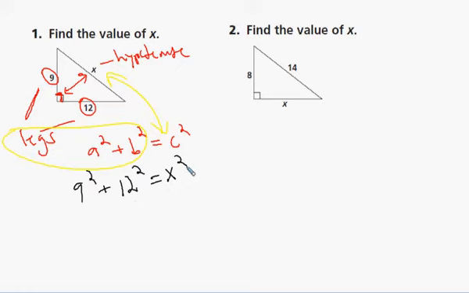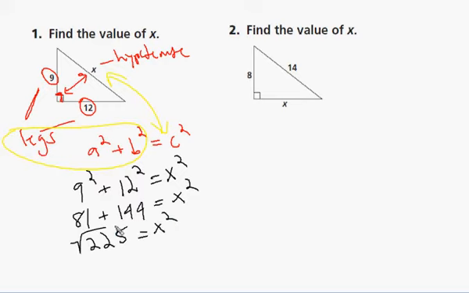Then we'll just simplify and solve for x. So 9 squared is 81. 12 squared is 144. And we still don't know what x squared is. Then we'll add 81 and 144, so 145 plus 80 is going to be 225, equals x squared. So we take the square root of both sides to get x by itself. And so x equals the square root of 225, which is 15.